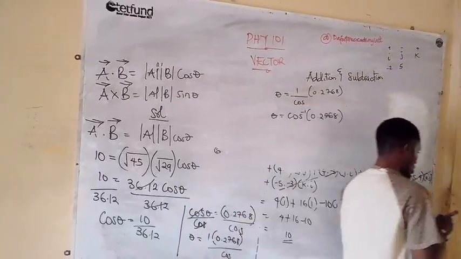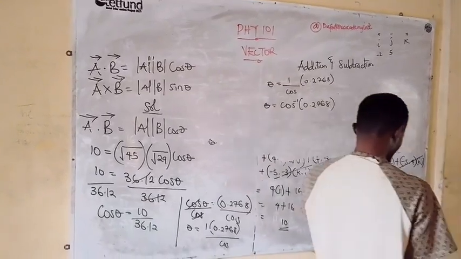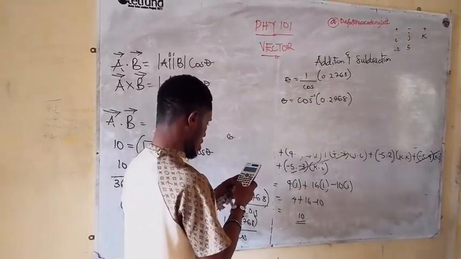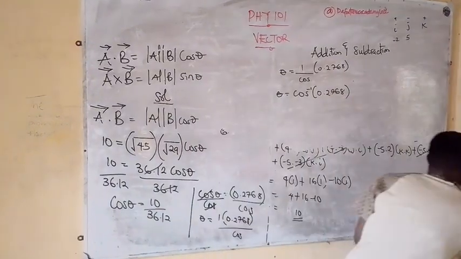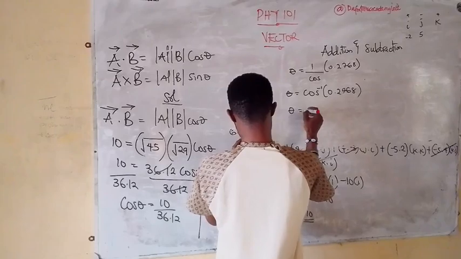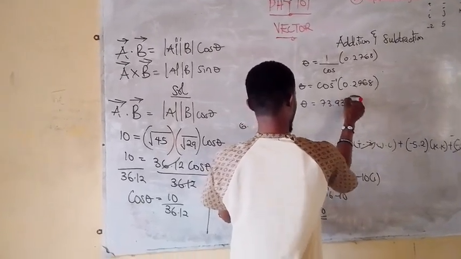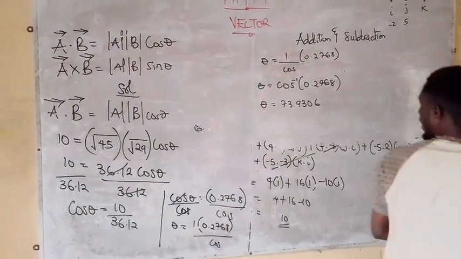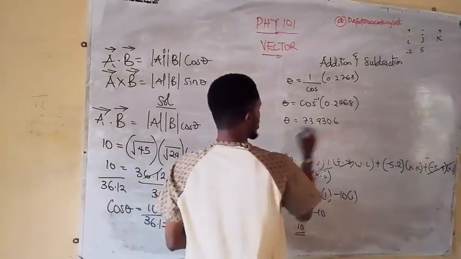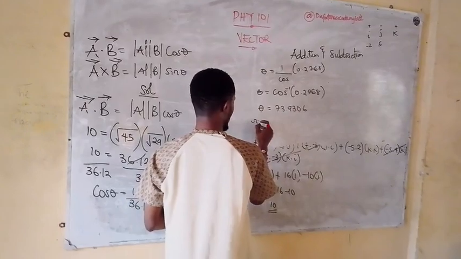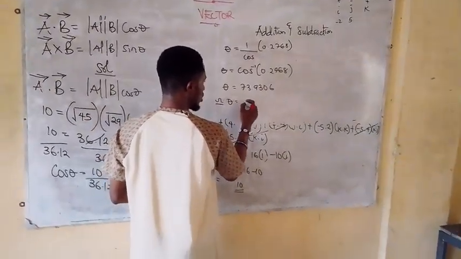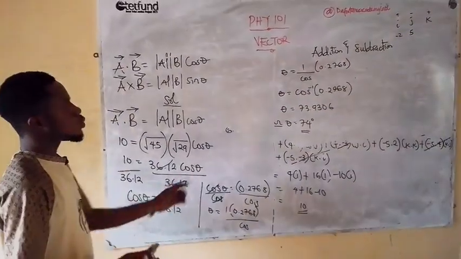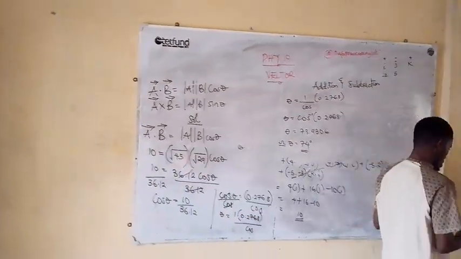So from here, you have that theta is equal to inverse of cos, bracket 0.2768. Punch your calculator. For those that don't know, shift cos, 0.2768, and it will give us theta is equal to 73.9306. Let's take 4 too. So from here, you cannot have an angle like this, so just approximate. But when you are approximating, please show the sign. So I have that theta is equal to 74 degrees. That means the angle of that particular vector we're solving is 74 degrees.